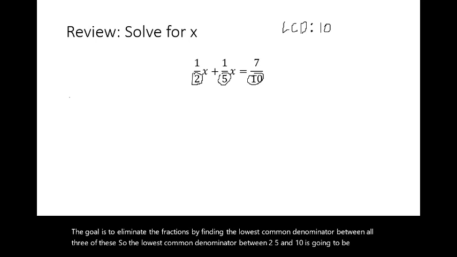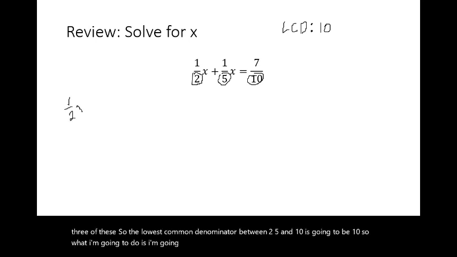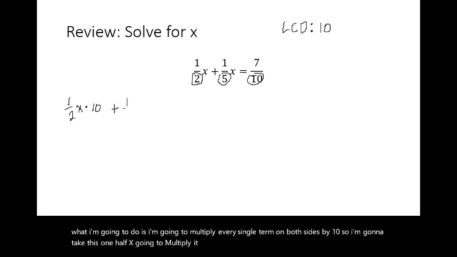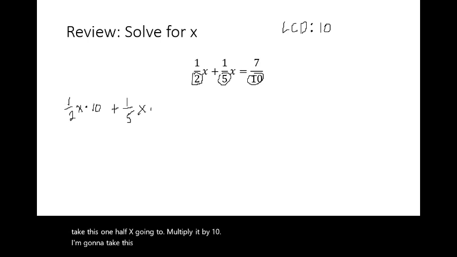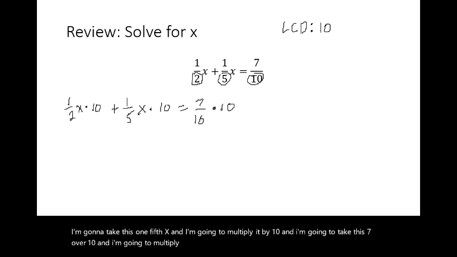So I'm going to multiply every single term on both sides by 10. I'm going to take this 1/2 x and multiply it by 10. I'm going to take this 1/5 x and multiply it by 10. And I'm going to take this 7/10 and multiply it by 10. Then I'm going to do any simplifying that I can to eliminate the fractions.